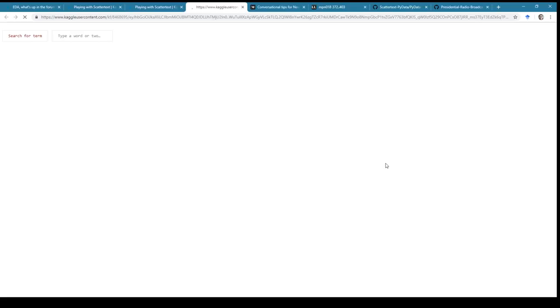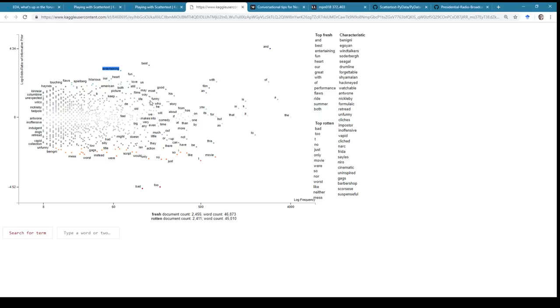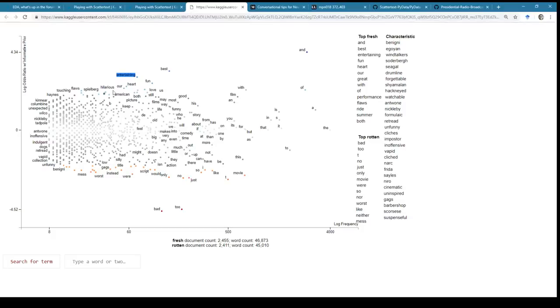Okay. This is a good start. Do I need to type a word? So it looks like it's still loading. It's thinking. I don't know if you guys can see, I'll zoom in a little bit. So up here it says, search for term, type a word or two. Ooh, so I had a minute where it said page unresponsive. And now I can see it and it's really lovely and interactive. Okay, so that did work.